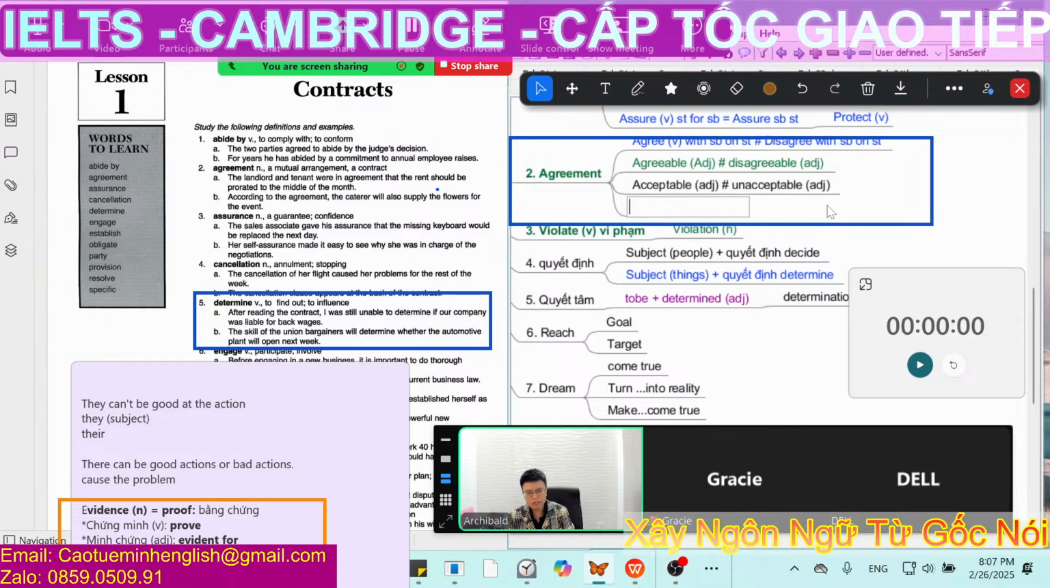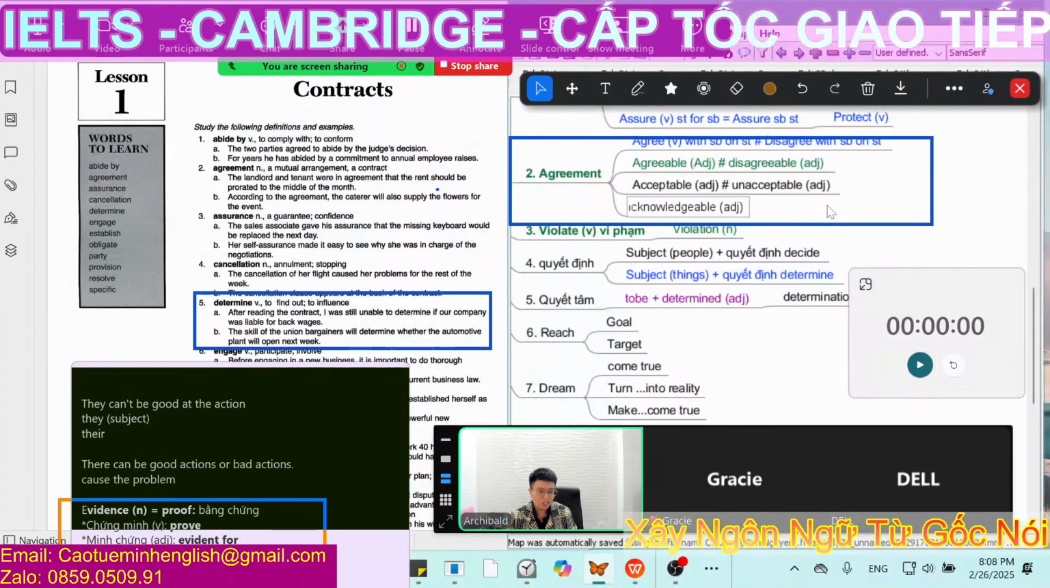Do you guys know the word acknowledge? Yes. Acknowledge. But here we have acknowledgeable and unacknowledgeable. Oh my gosh, this is a very long word, unacknowledgeable, right? Okay, so here I don't think they have unacknowledgeable. They only have not acknowledgeable.